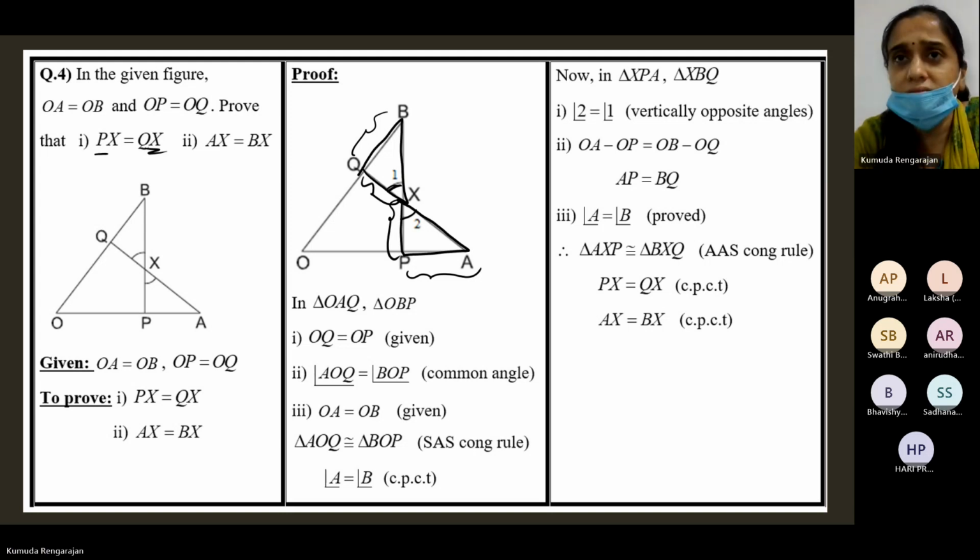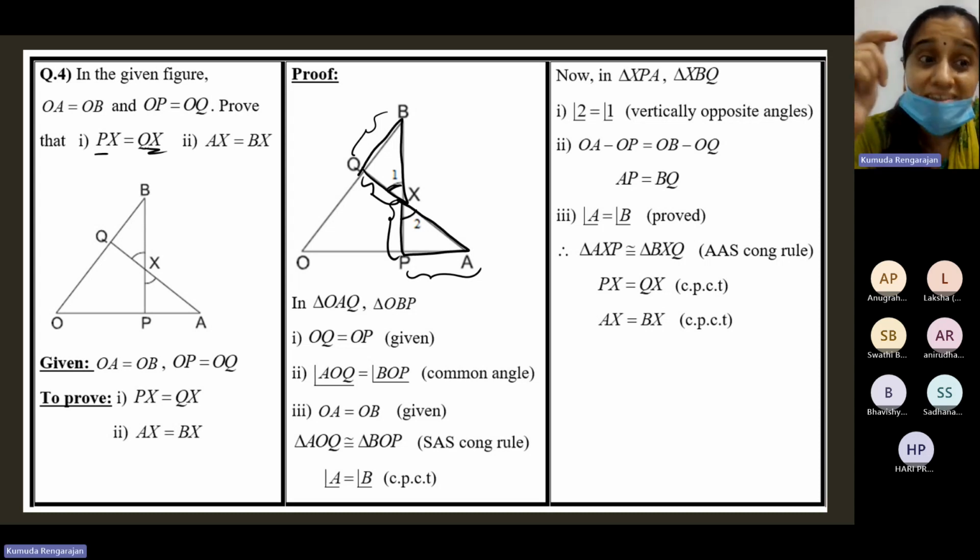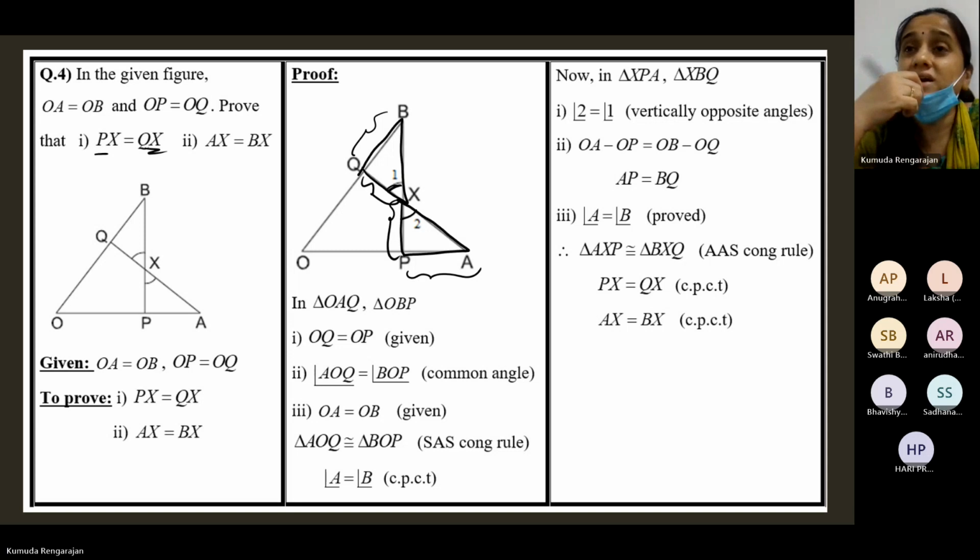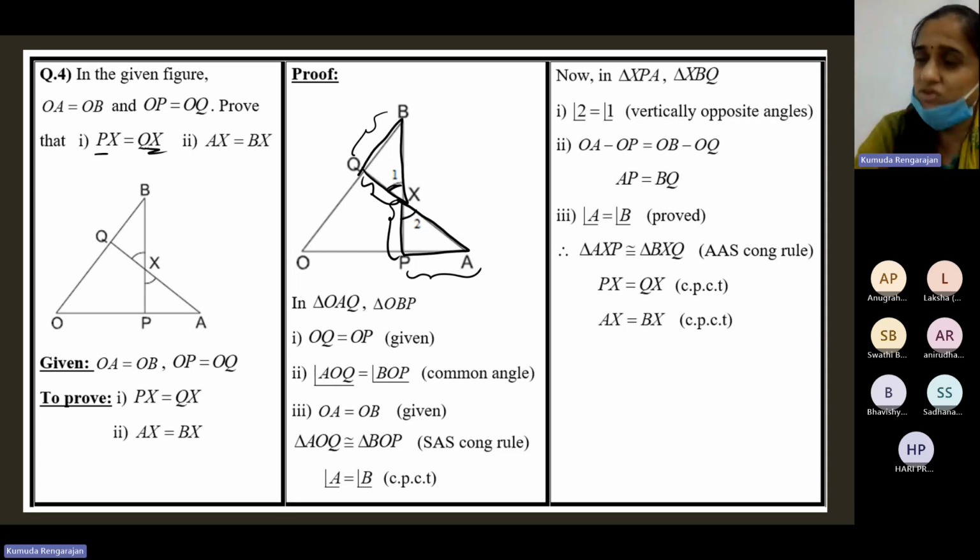Is it given? No, it's not given. You're saying X is the midpoint of BP, so BX is equal to PX. No, it's not given. We can't assume anything. For everything, you should give a reason. You cannot say it looks like that. It should be given.